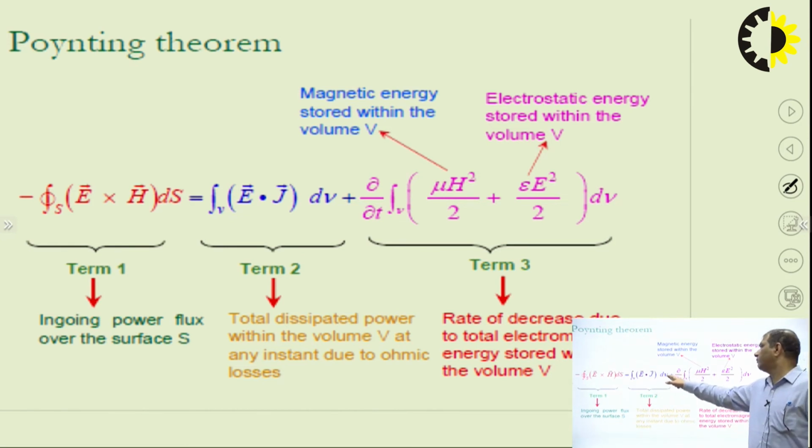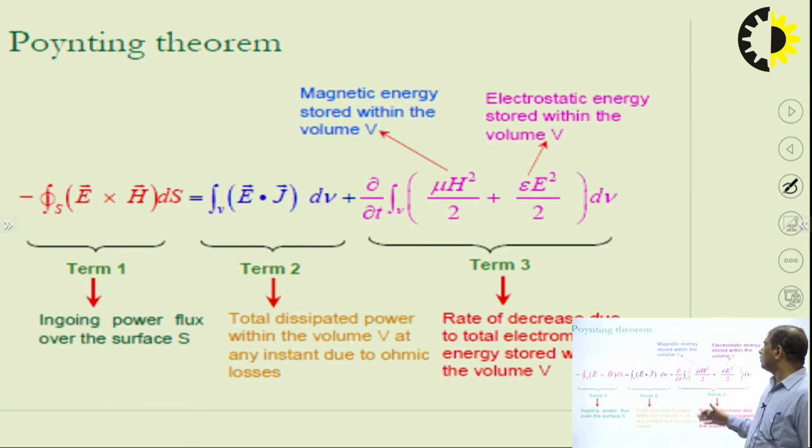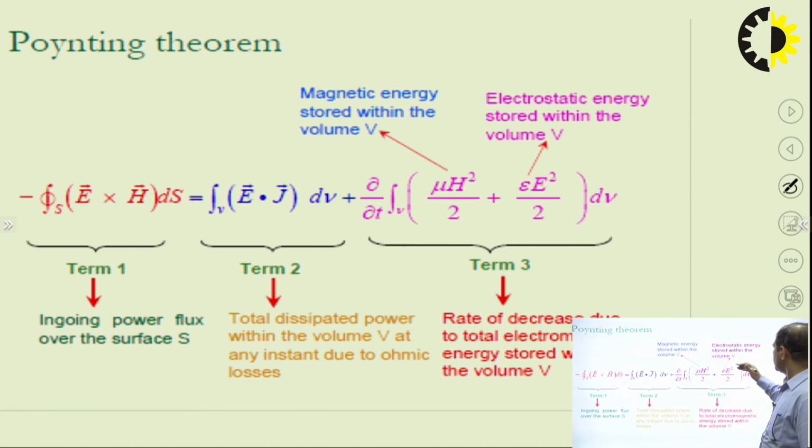Very easily, mathematically, we can show that this term E dot J represents the electrical power dissipated in the volume V. And this final term represents the rate of decrease of the total electromagnetic energy stored within the volume V. So in a nutshell, when this radiation is leaving any closed surface, that will be equal to the total dissipated power within the volume plus the rate of decrease of total electromagnetic energy inside that volume.